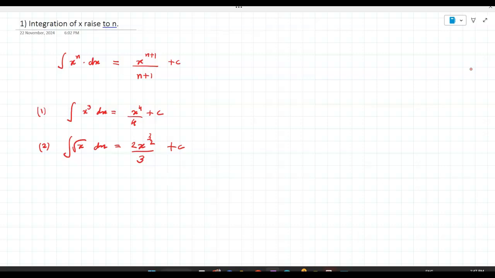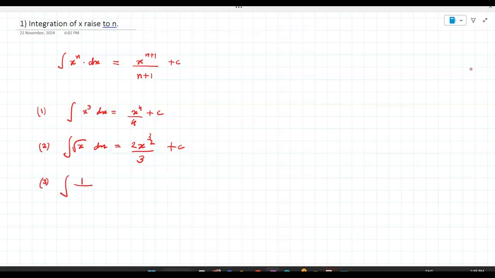Now, why plus c? Because when you take the derivative, the constant becomes 0. So the c is called the integrating constant. It's called that because when you took the derivative, those constants disappeared. Therefore we put plus c in memory of those constants which are lost during the differentiation process.